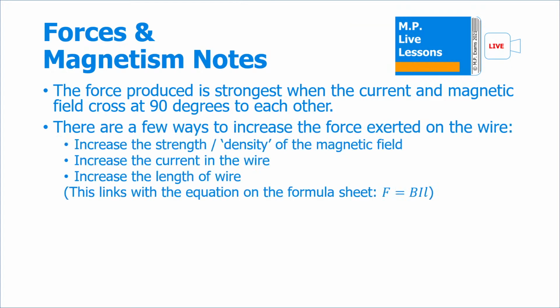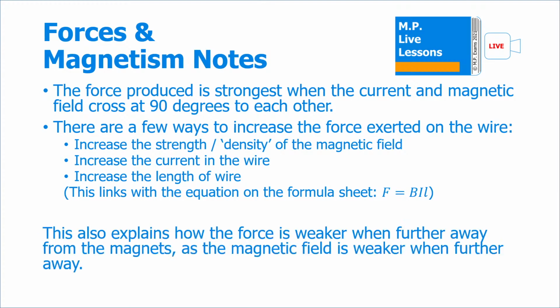There are again a few ways to increase the force exerted on the wire. These are almost similar to the electromagnet ones. So we can increase the strength or density of the magnetic field. We could increase the current in the wire. We could also increase the length of the wire. This links in with the equation on the formula sheet, F equals BIL. We could also see that the force is weaker when the wire is further away from the magnets. This is because the magnetic field is weaker when further away.